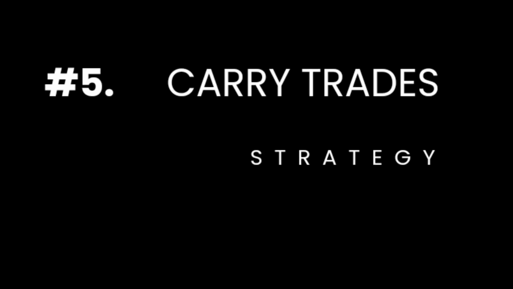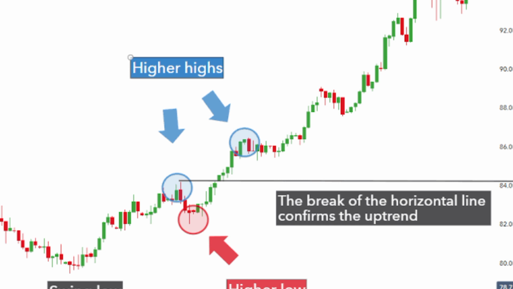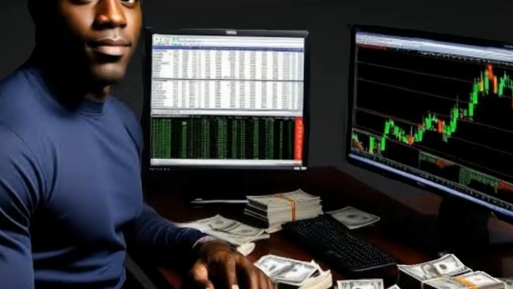And finally, guys, we have the carry trading strategy, which majorly involves a higher interest rate currency. Here, traders aim to profit from the interest rate difference between these currencies, called carry. Carry trades can generate returns over time. And there you have it, guys. But remember, no trading strategy guarantees a 100% winning rate.